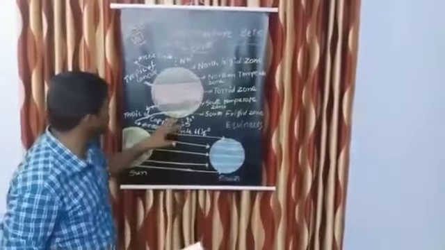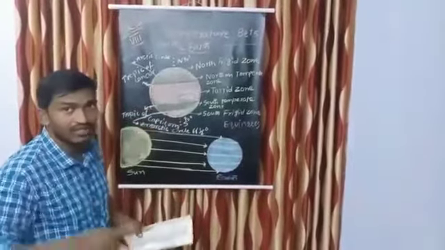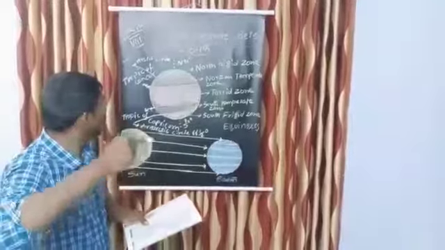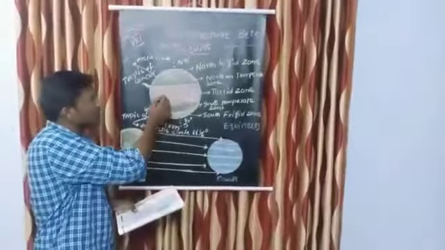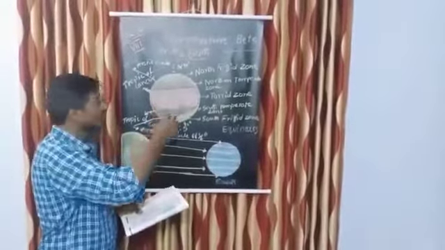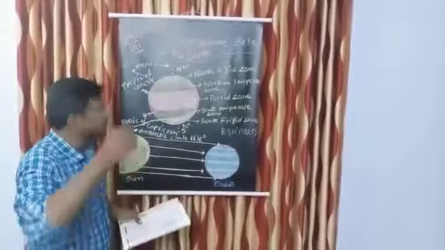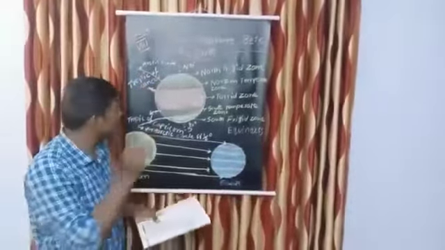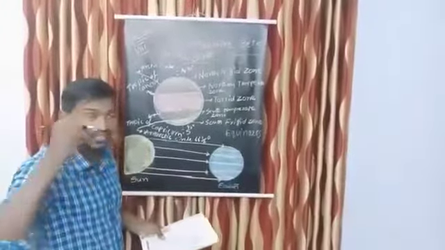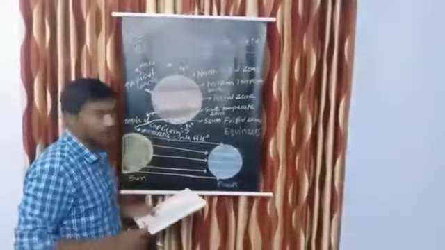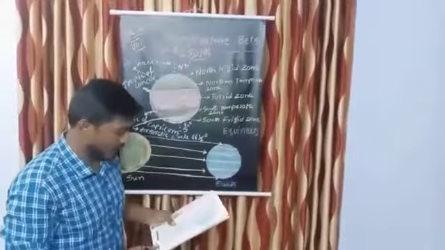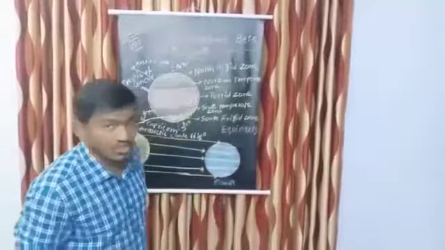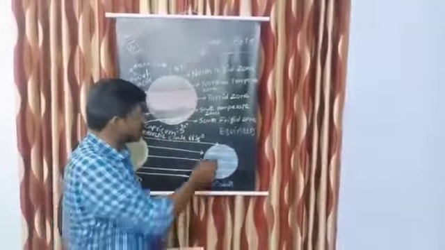Once again, I repeat this one. In the month of March, the sun rays directly fall on the equator, straight. In the month of June, the sun rays will directly strike the Tropic of Cancer. In the month of December, the sun rays will strike the Tropic of Capricorn. Okay, in this way.